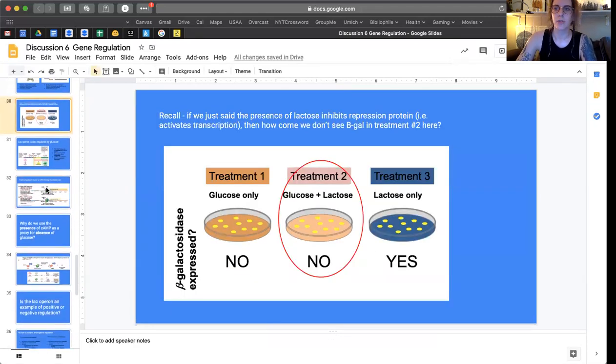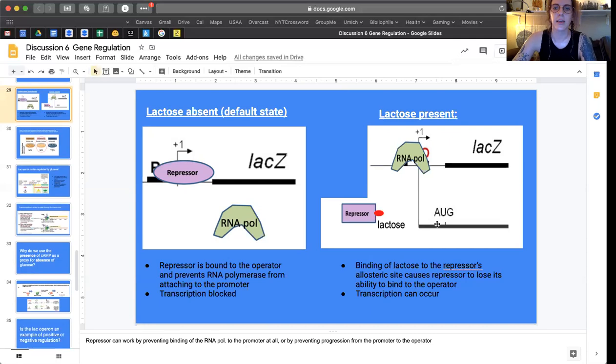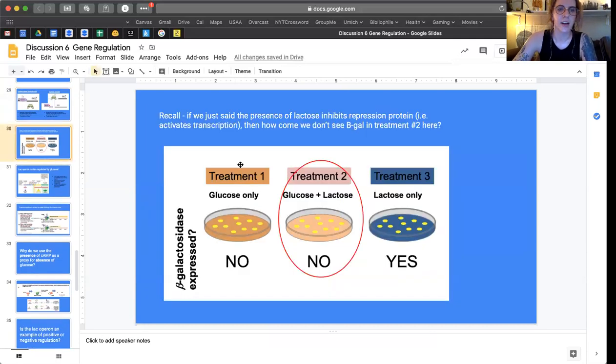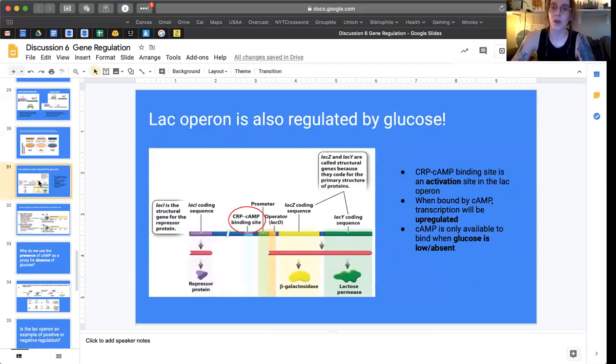Okay, so now let's recall these results that we were looking at earlier. We just said previously that when you add lactose, transcription is occurring, right? Then we look here and remember, treatment 2 didn't show beta-galactosidase production, even though we had lactose. And why is that again? It's because the lac operon is also regulated by glucose. Remember, it has two forms of regulation. The regulation by glucose acts a little bit differently.